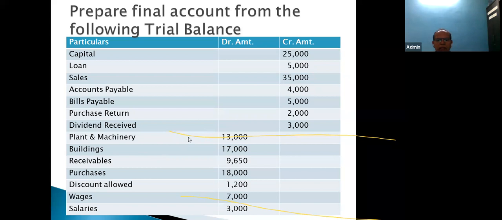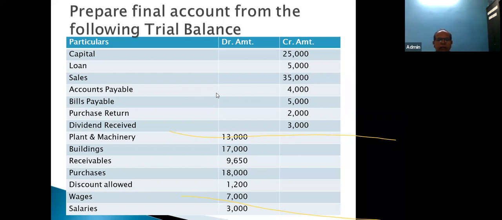So similarly, just give the heading trading account for the year ended, and then make 4 columns: particulars, rupees, particulars, rupees. Then second format, profit and loss account for the year ended. Then again 4 columns, particulars, rupees, particulars, rupees.